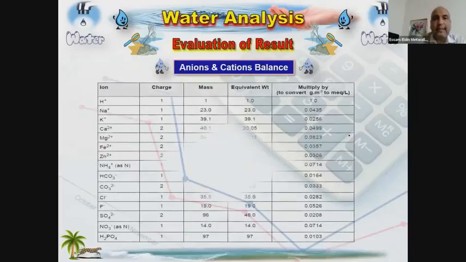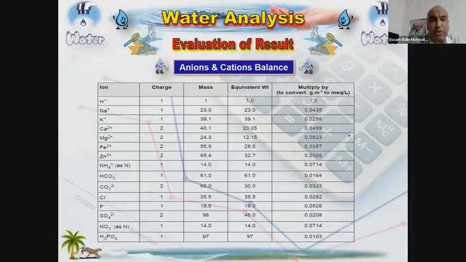And for a charge like sodium, the charge is 1 and the mass is 23, so we multiply by 1 per mole equivalent. The mole equivalent will give us this factor. Concentration of sodium multiplied by this factor, potassium multiplied by this factor, and so on.